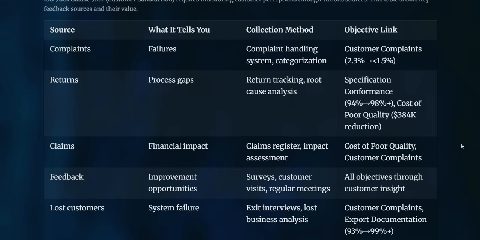The fifth source of data is lost customers. What lost customers data tell us includes system failure. The collection methods for lost customer data include exit interviews and lost business analysis. The linked objectives to lost customer data include reduction of customer complaints and improvement of export documentation accuracy.